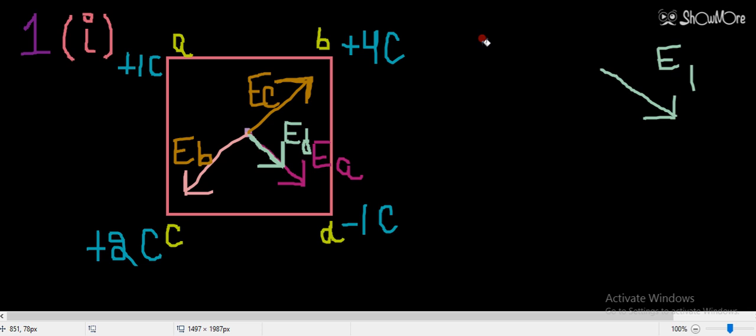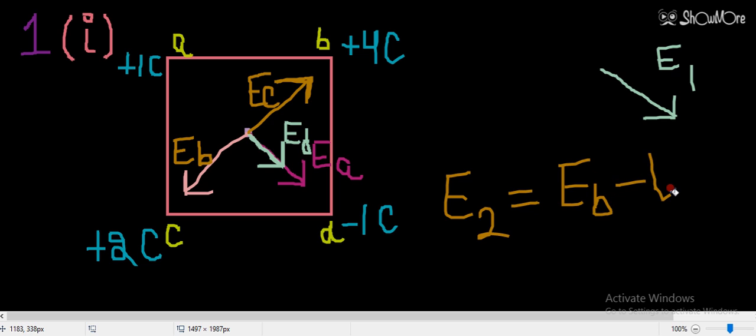Now what will happen, these two electric fields are in opposite direction, but they don't have the same magnitude. So let's suppose E2 is the resultant of these two, so E2 will be equal to greater minus smaller. Greater is EB, so EB minus ED. This is the value of net electric field in this case.